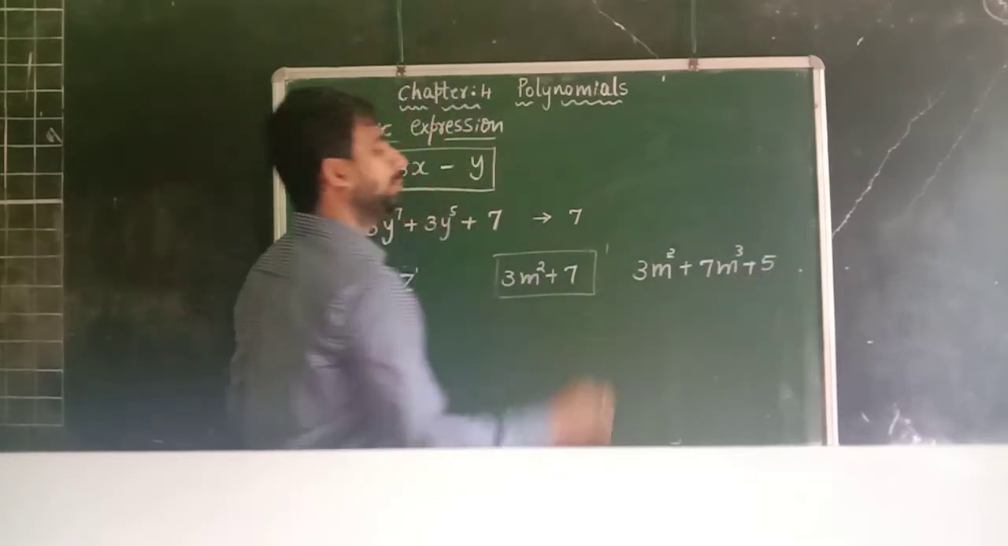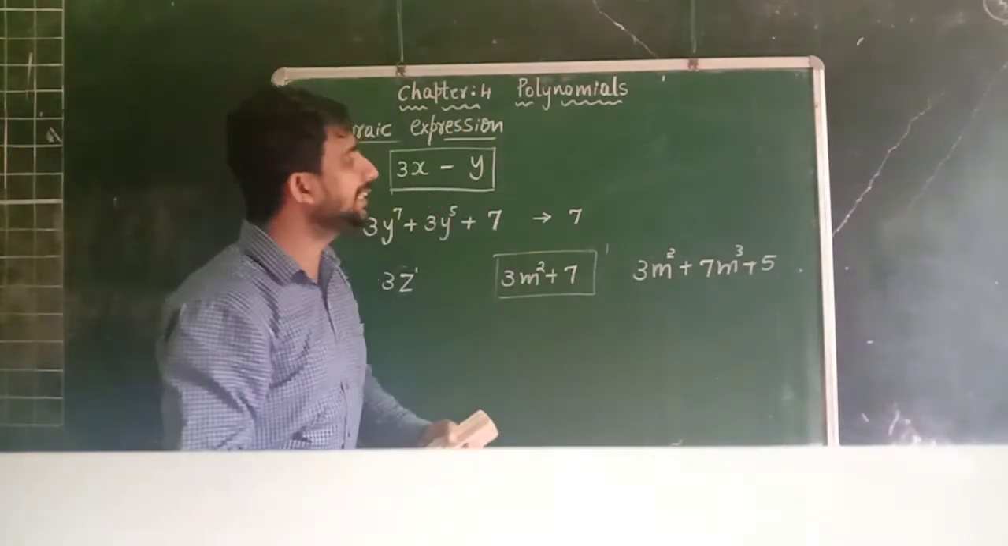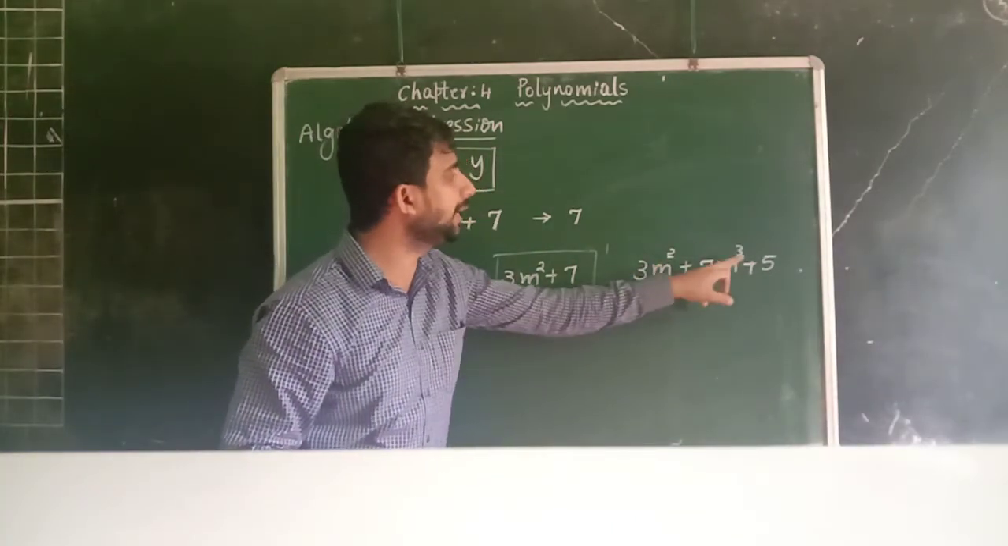Now this is a polynomial having degree how much? The highest power of the variable is 3.